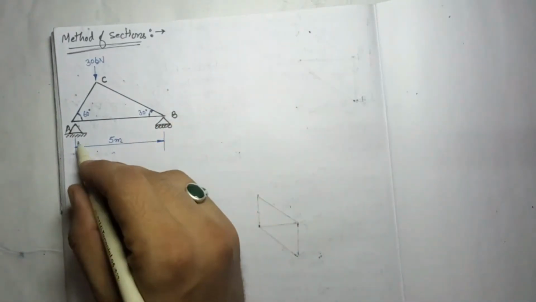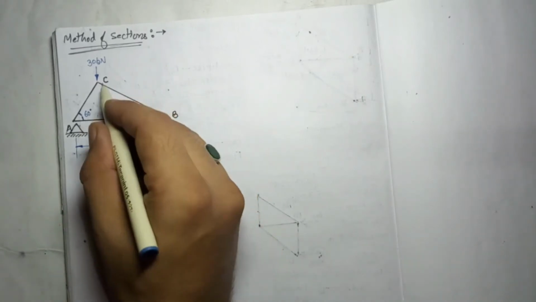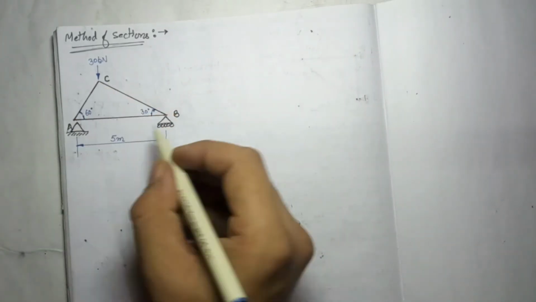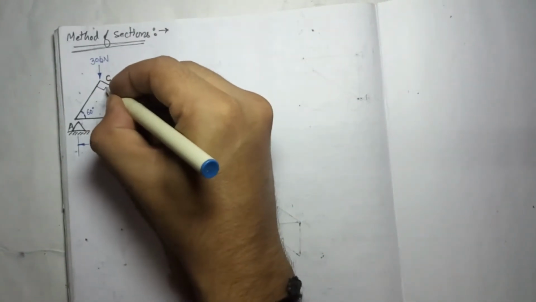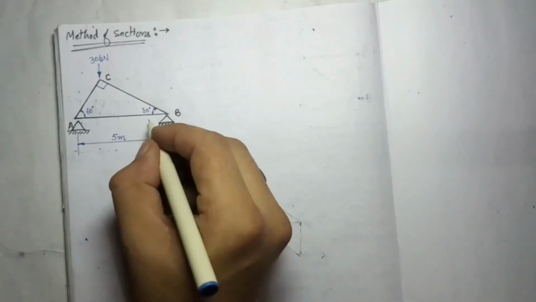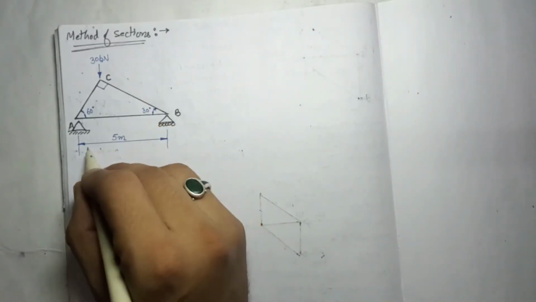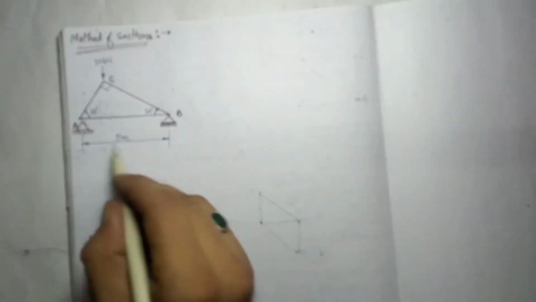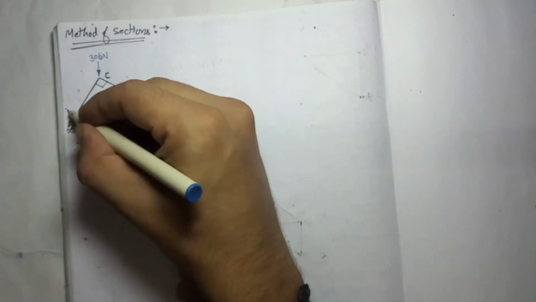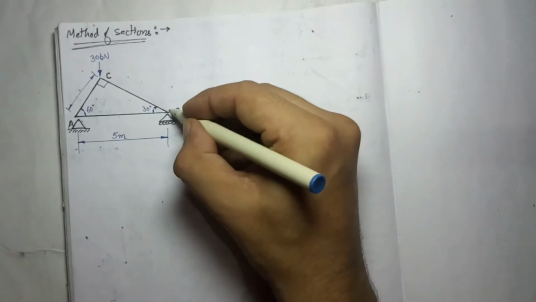In this, the length AB is given, this angle 60 is given, this angle 30 is given, and this is a 30 kilonewton external force. If this is 60 and this is 30, this angle will be 90, because we know that the sum of the three angles in a triangle is 180. So now we are going to find out the length. Let's say this is 5 meter. This is a right angle triangle, and we have to find out these two lengths.